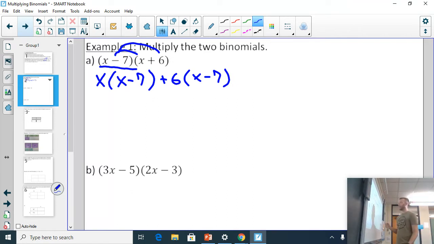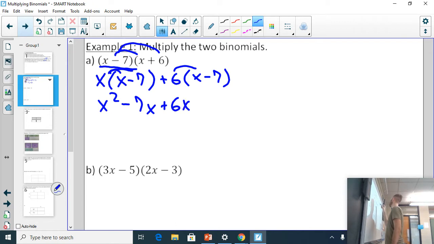And now we know what to do, right? X times x is x squared. X times minus 7 is minus 7x. 6 times x is positive 6x. And 6 times negative 7 is going to be negative 42.